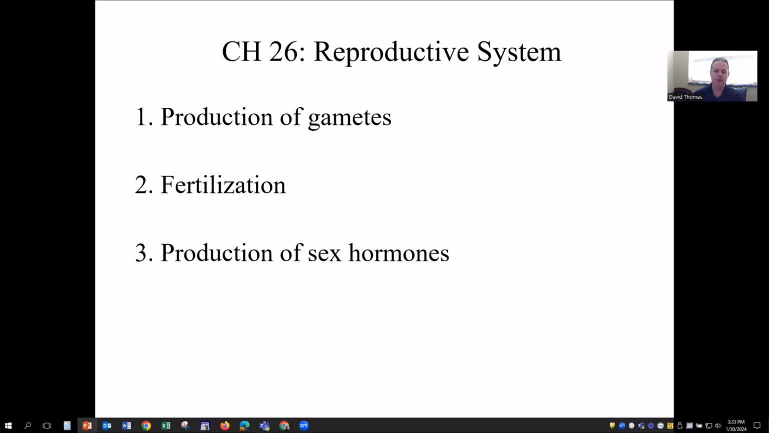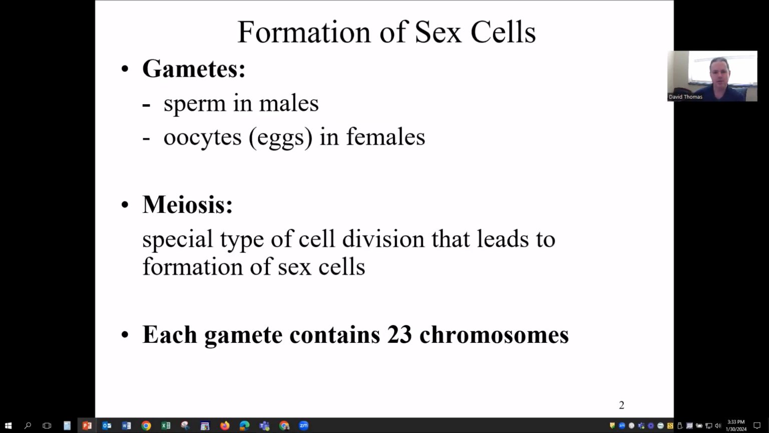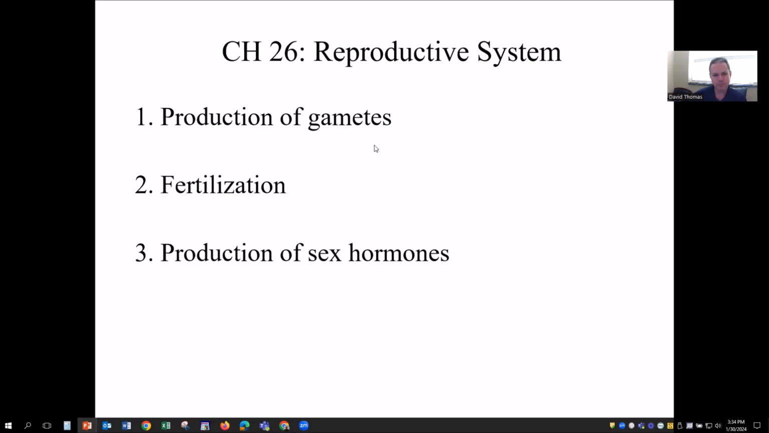If you're not familiar with that term, I've got it defined here on the next slide. Gametes are the sex cells in males and females. In males, these sex cells would be sperm cells that are produced by the testes. And the female gamete would be the egg cell or the oocyte, and that's being produced inside of the ovaries. The second function here is fertilization.